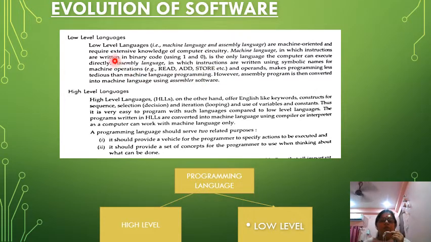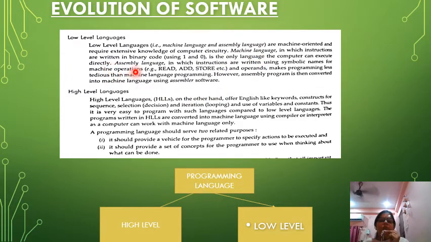When we look at the evolution of software, we have two types of languages: first is a low level language and second is a high level language. Previously all computer languages were low level languages. It means that machine language and assembly language are machine oriented and required extensive knowledge of computer hardware. Machine language, in which instructions are written in binary code, is the only language the computer can execute directly.